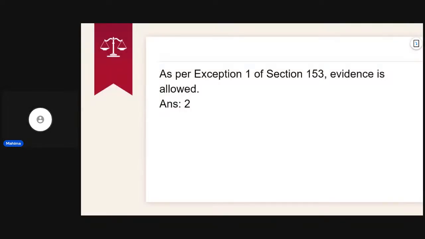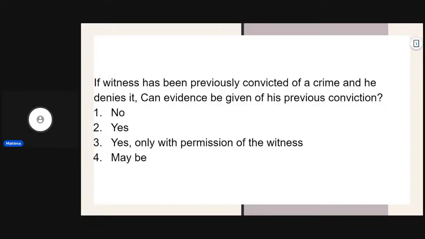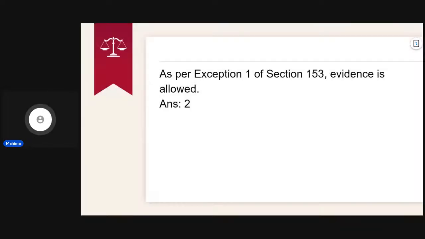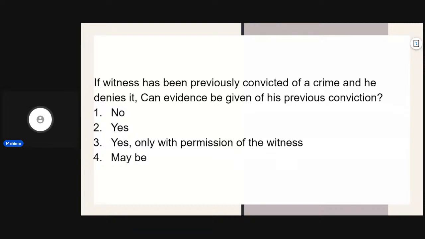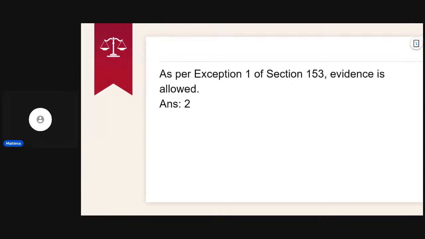Yes, it is option number 2, and it is an exception to section 153. Evidence is allowed because of not 153 but only 53. This is only section 53. The evidence is allowed of the previous conduct only in the criminal cases. Yes. So is it section 153? 53 is the section where the character evidence is given. Yes, it is section 153 where the exception is provided.